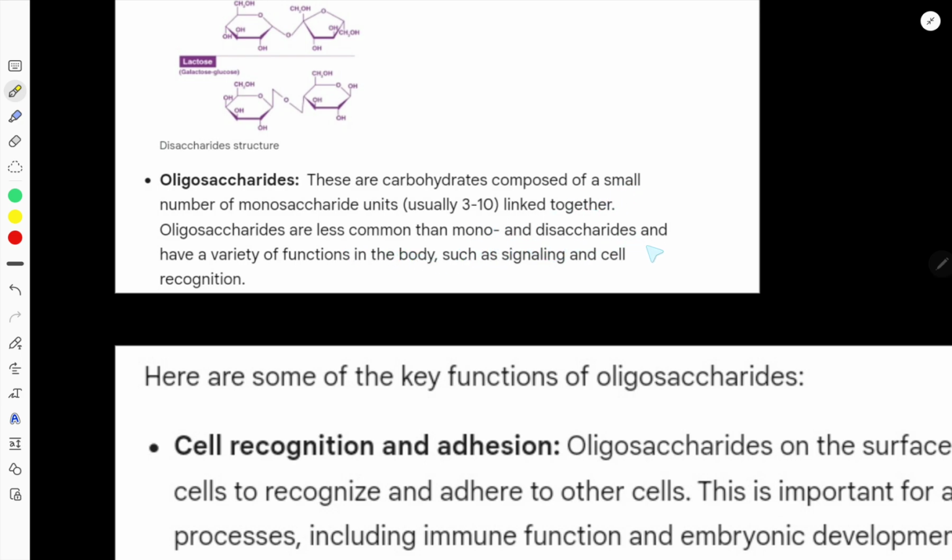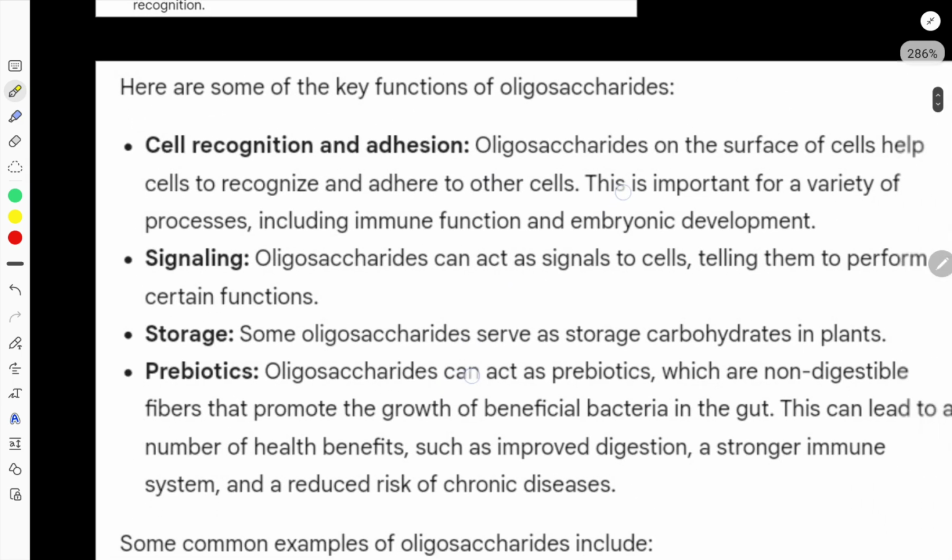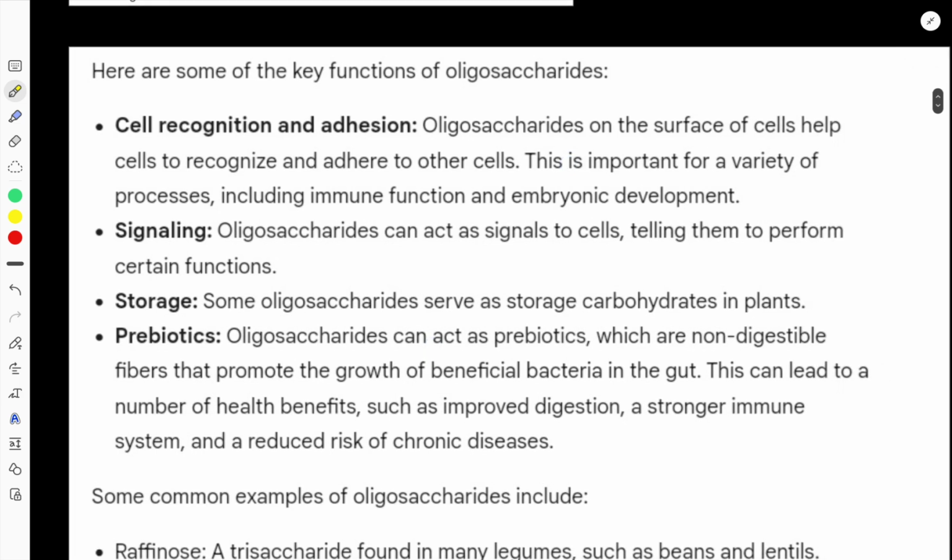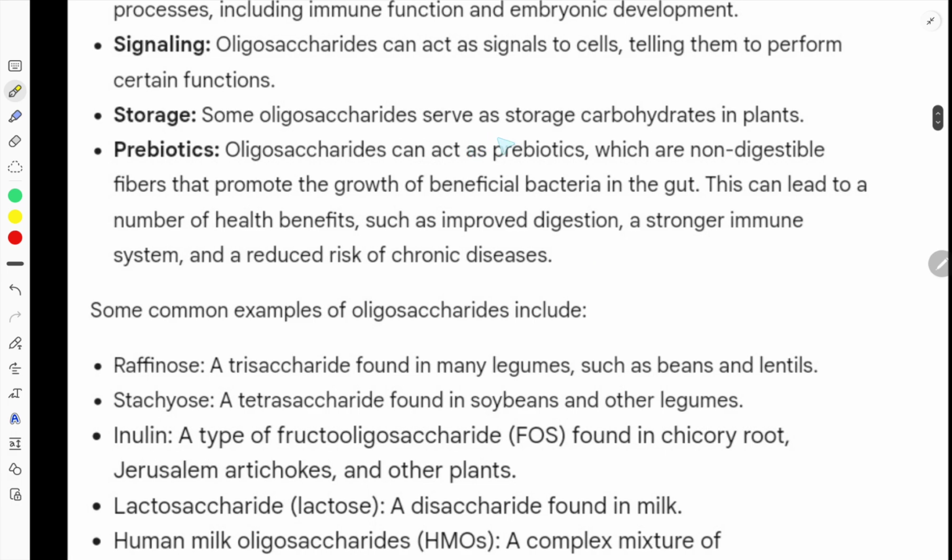Oligosaccharides are less common than mono and disaccharides and have a variety of functions in the body, such as signaling and cell recognition. Cell recognition and adhesion: oligosaccharides on the surface of cells help cells to recognize and adhere to other cells. This is important for a variety of processes, including immune function and embryonic development. Signaling: oligosaccharides can act as signals to cells, telling them to perform certain functions. Storage: some oligosaccharides serve as storage carbohydrates in plants.